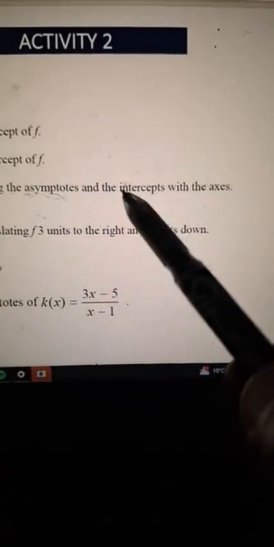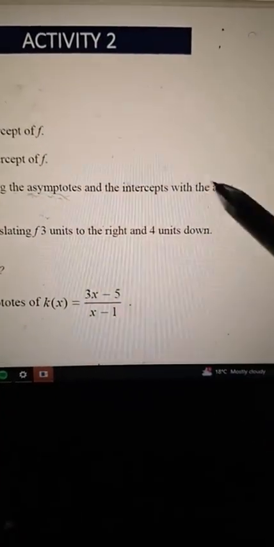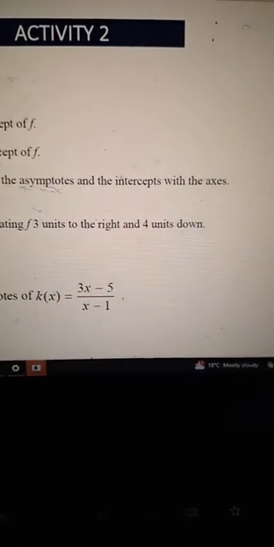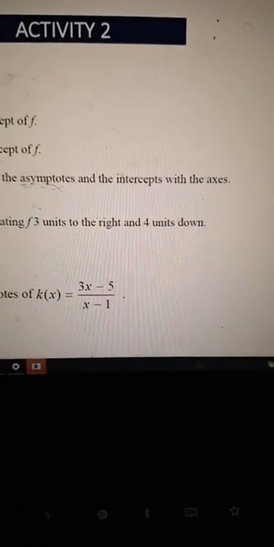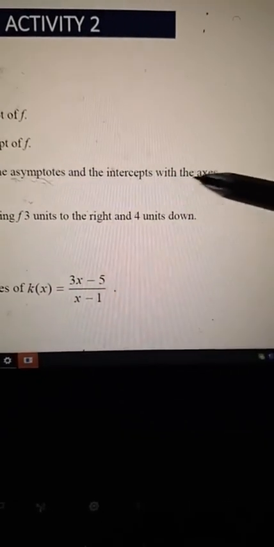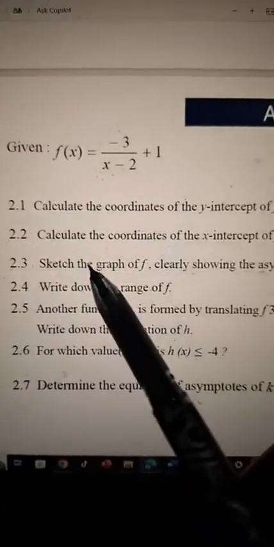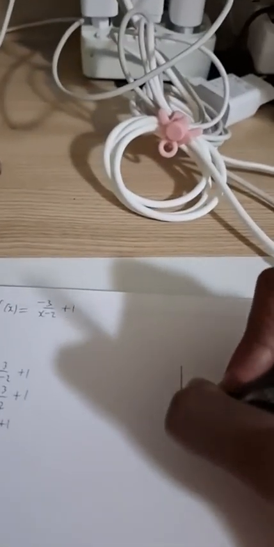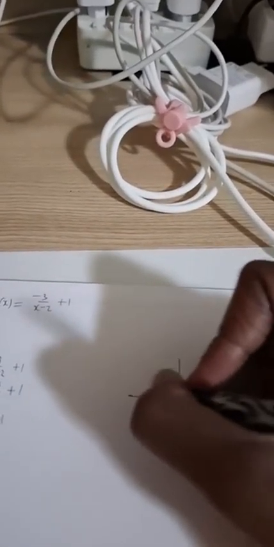So what's nice is that we've already found the intercepts with the axes. It's just a matter of making sure now that we sketch and actually mark those points of the intercepts with the axes. Then it says we just need to do that, sketch the function. So let's go and sketch the function. So what we do is we draw our beautiful, nice Cartesian plane. There it is.